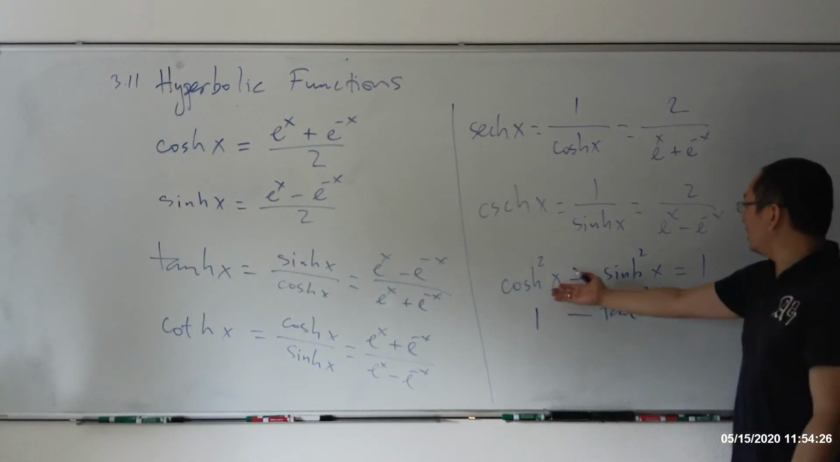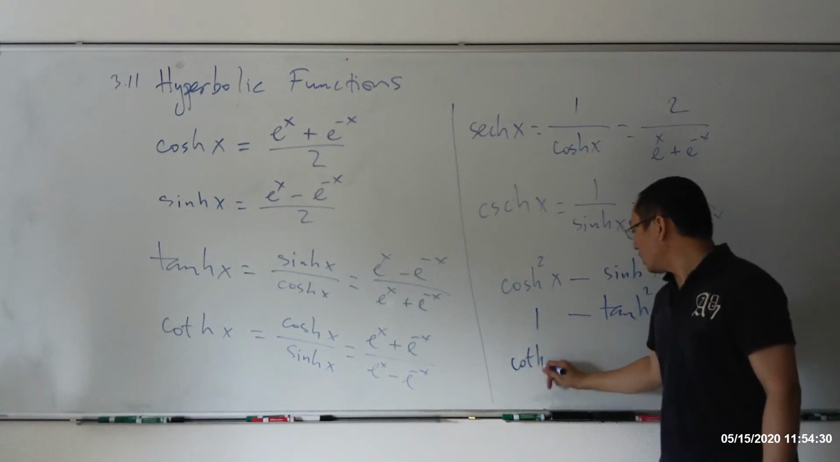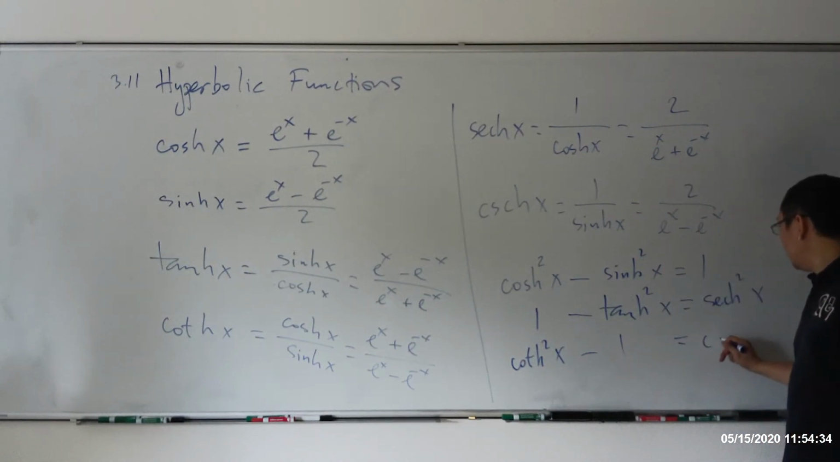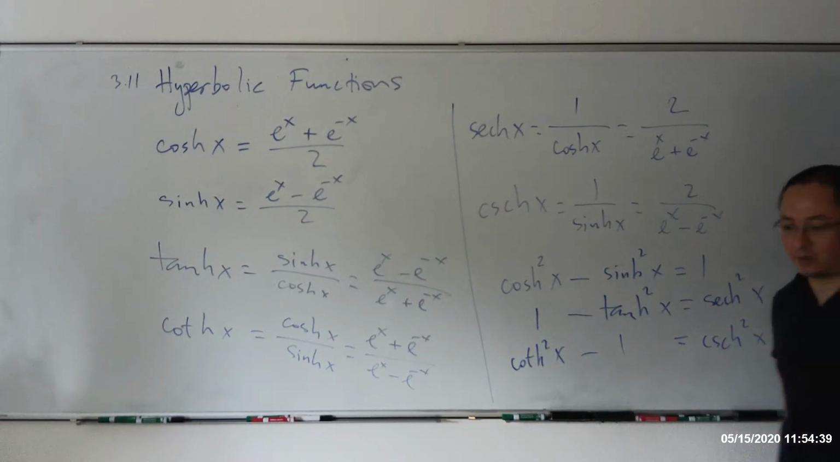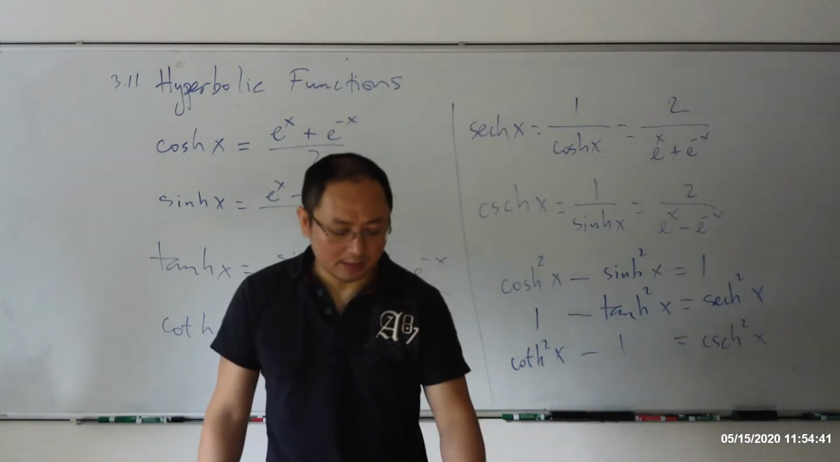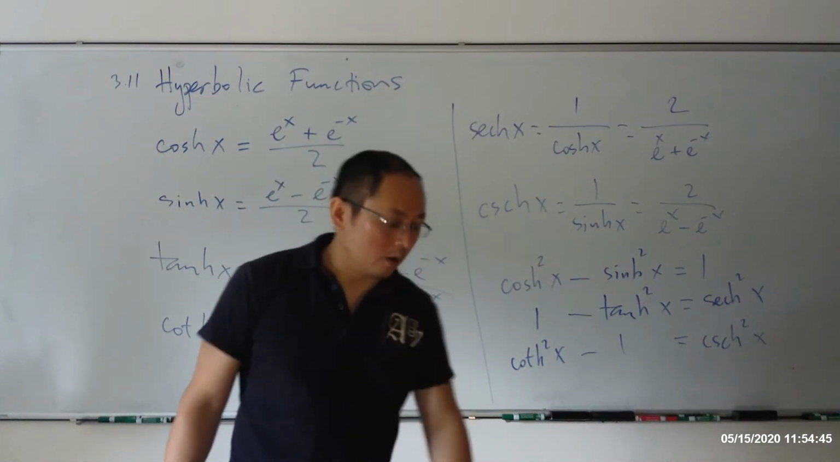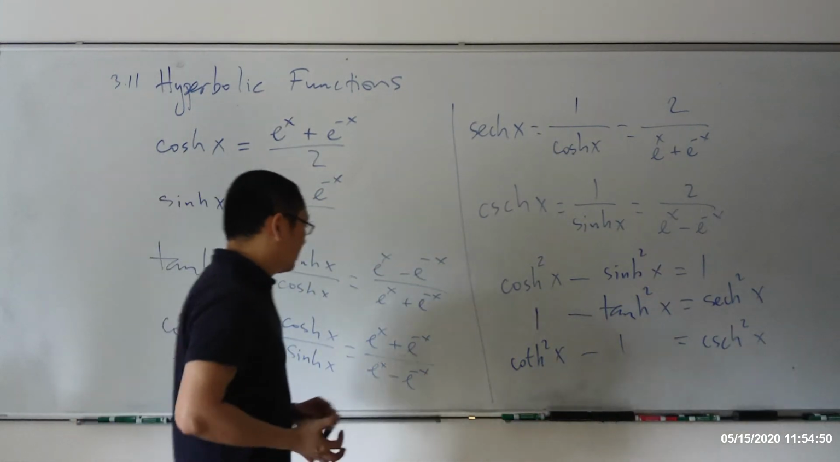Similarly, if you divide this equation on both sides by sine square, I get hyperbolic cotangent square of x minus 1 equal to hyperbolic cosecant square of x. So forth and so on. The book gives you the whole set of formulas in one place, so I'll just throw it out on the board and you just try to practice. Okay.